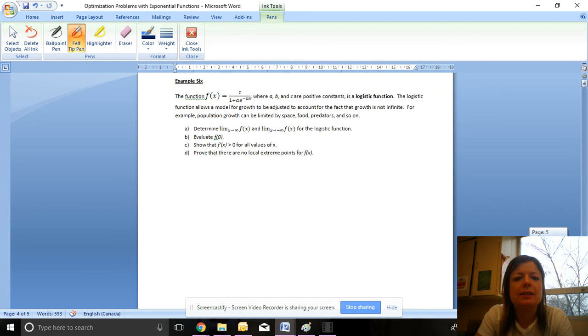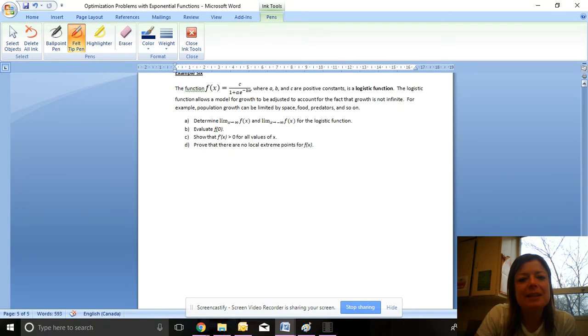All right, our last example involves a logistic function, and this is mostly just going to be limit work here, like finding different limits. So hopefully you guys find it enjoyable. I kind of find it a little fun, but you know me, I'm a little wonky sometimes.